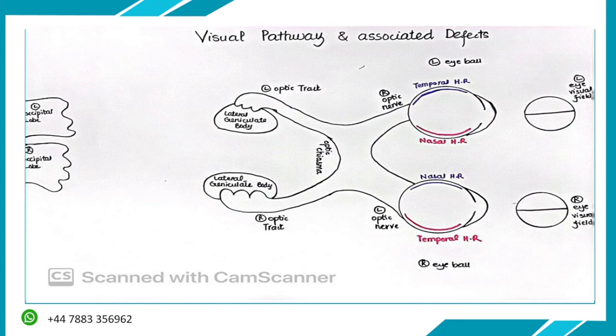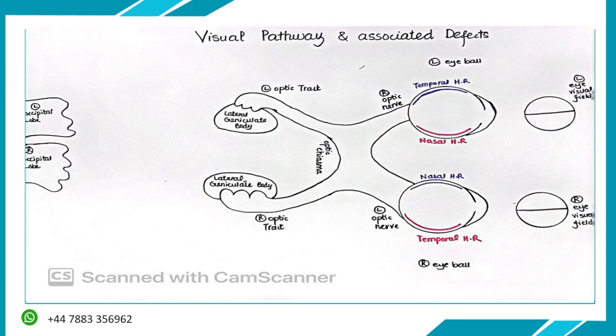Then we will talk about different lesions: if the lesion is on the right or the left side, where is the defect going to be? If it's in the optic tract, optic nerve, occipital lobe, or optic radiation, then what will it cause, what is it called, and how can we pronounce it and understand it? So just be with me and try to understand the visual pathway.